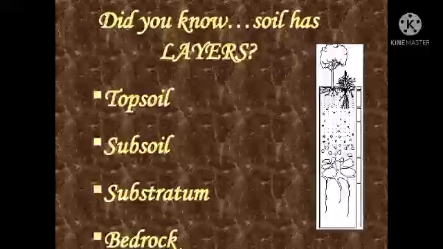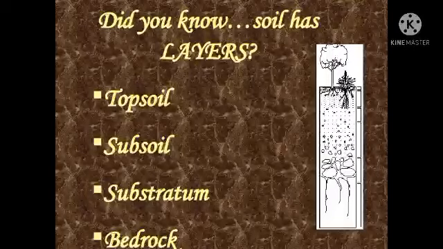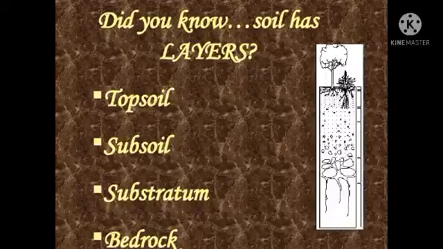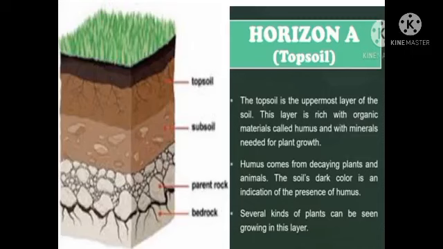Did you know that soil has layers? First is the topsoil, the subsoil, the substratum or parent rock, and last is the bedrock. So now, let's discuss them one by one. The first layer of soil is the horizon A or topsoil. The topsoil is the uppermost layer of the soil. This layer is rich with organic materials called humus and with minerals needed for plant growth. Humus comes from decaying plants and animals. The soil's dark color is an indication of the presence of humus. Several kinds of plants can be seen growing in this layer.